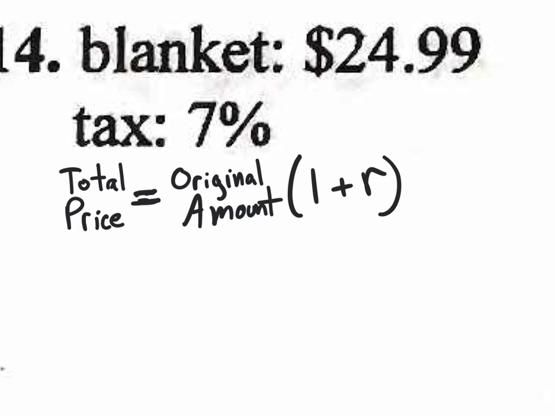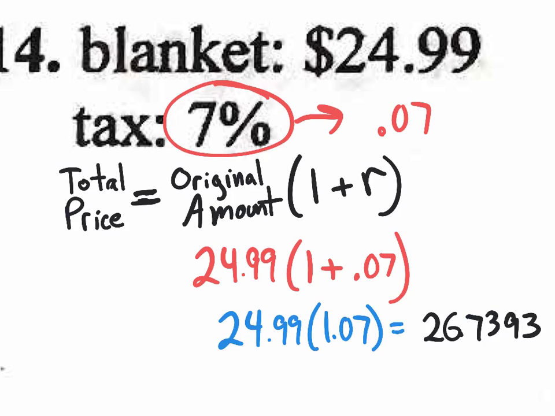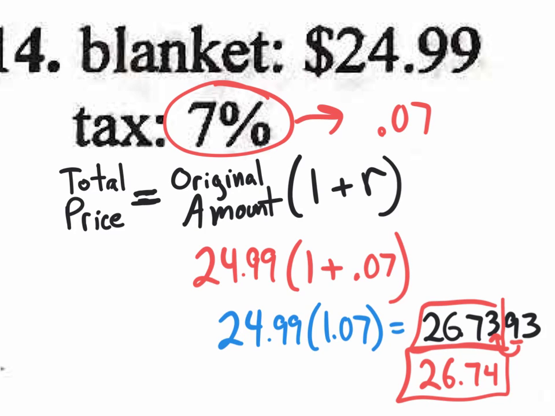So number 14, there's our notes. Total price is the original amount, $24.99, times 1 plus the sales tax, but written as a decimal, that would be 0.07. So what you're going to type in the calculator is 24.99 times 1.07, which gives 26.7393, which means that our answer is actually going to be $26.74 because the 9 changes the 3 to a 4. So $26.74 is the correct answer for number 14.